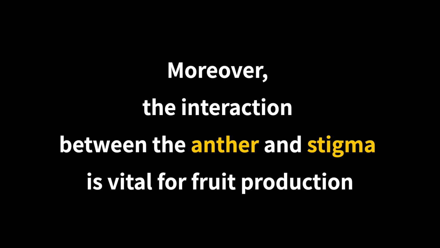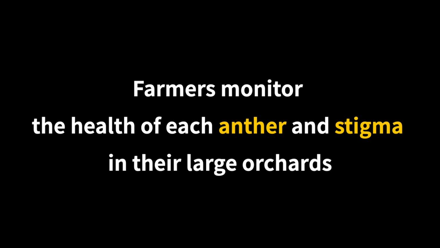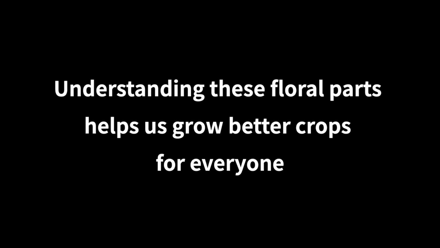Moreover, the interaction between the anther and stigma is vital for fruit production. Farmers monitor the health of each anther and stigma in their large orchards. Understanding these floral parts helps us grow better crops for everyone. The following story illustrates these ideas.